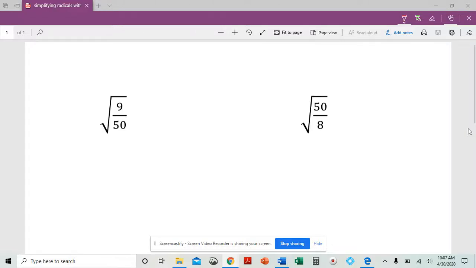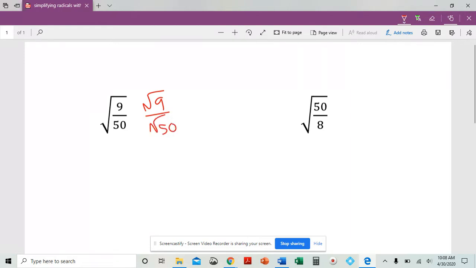When we're simplifying radicals that have fractions in them, we are going to follow the same procedures that you would if there weren't fractions, but we're going to do it twice. So when we start here with our first example of the square root of 9 over the square root of 50, you are going to rewrite that as the square root of 9 over the square root of 50. And then you're going to simplify each one of those terms.